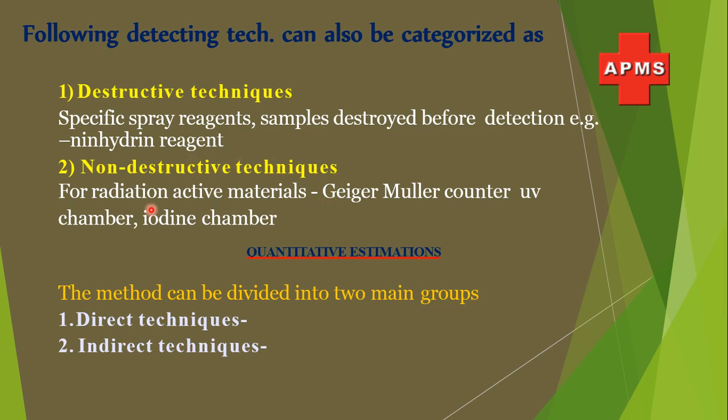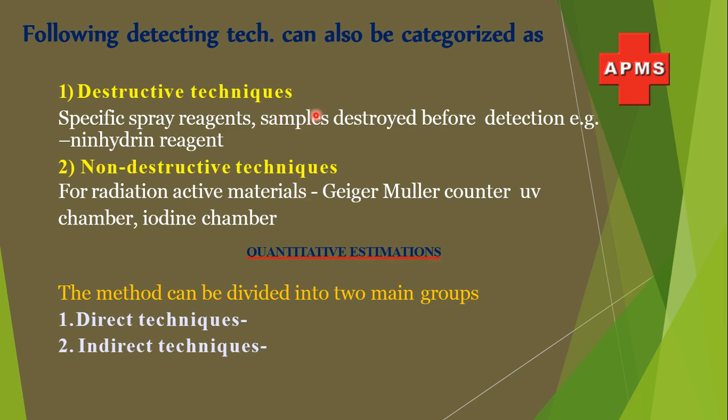For radioactive materials which are active for specific radiation like UV radiation, this is a non-destructive technique. Here Geiger-Müller counter and UV chamber are used for this type of non-destructive technique, also the iodine chamber as I explained. Now quantitative estimations.